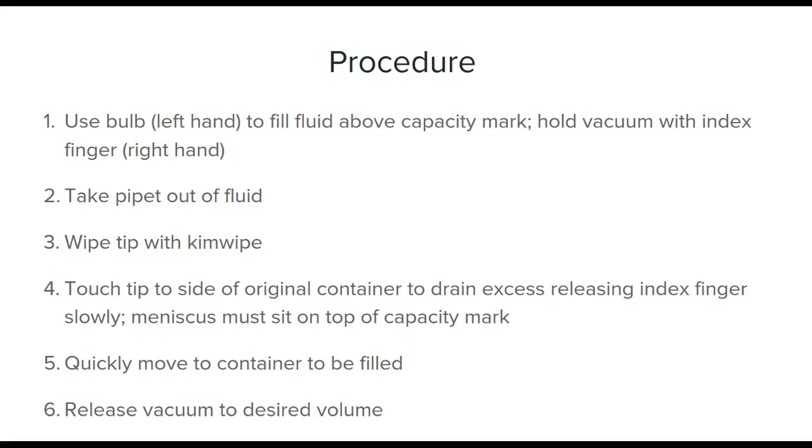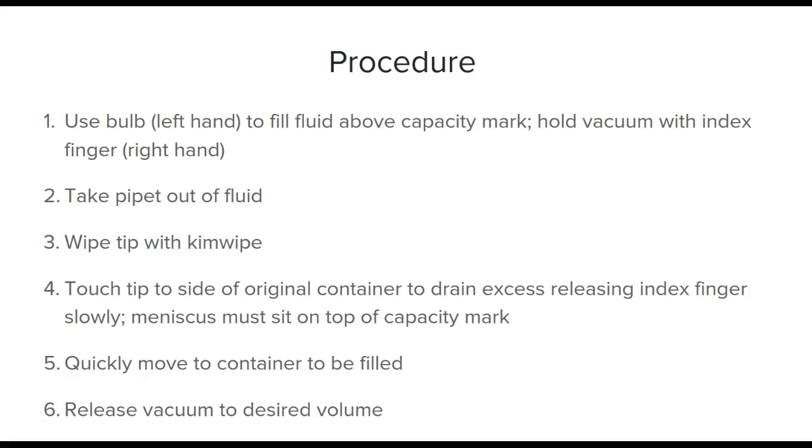Okay, so the procedure is you use the bulb in your left hand, and this is not exact. If you're left-handed, or you can do it a different way, please do. But you use the bulb to fill the fluid up in the pipette to above how much you want to pipette. You take the bulb off and hold the top of it with your index finger to create a vacuum. You take the pipette out of the fluid, you wipe the tip with a Kim wipe, you go to the container you're going to put it into, and then you release it.